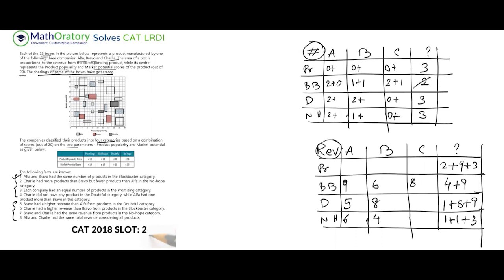Now let us look at 2. Charlie had more products than Bravo, but fewer products than Alpha in the no hope category. So in the no hope category, Charlie has more products than Bravo, but fewer products than Alpha. So this is the sequence that we have, right? Now just check this part first.